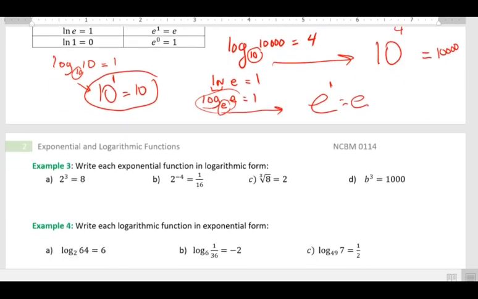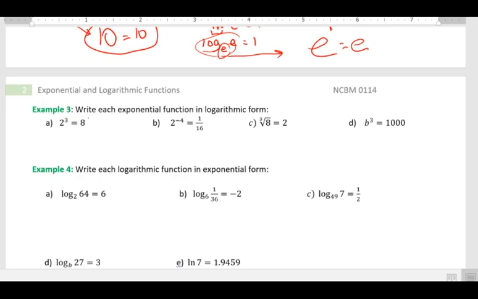Okay, so let's practice converting back and forth. So it says write each exponential function in logarithmic form. So your base here is 2. So since we're trying to write it as a log, I'm going to write the word log. My base is this little number here, and I'm going to have a number in here and then something equal to it. So the log is always equal to the exponent. So your exponent is 3, so that's going to be on this side.